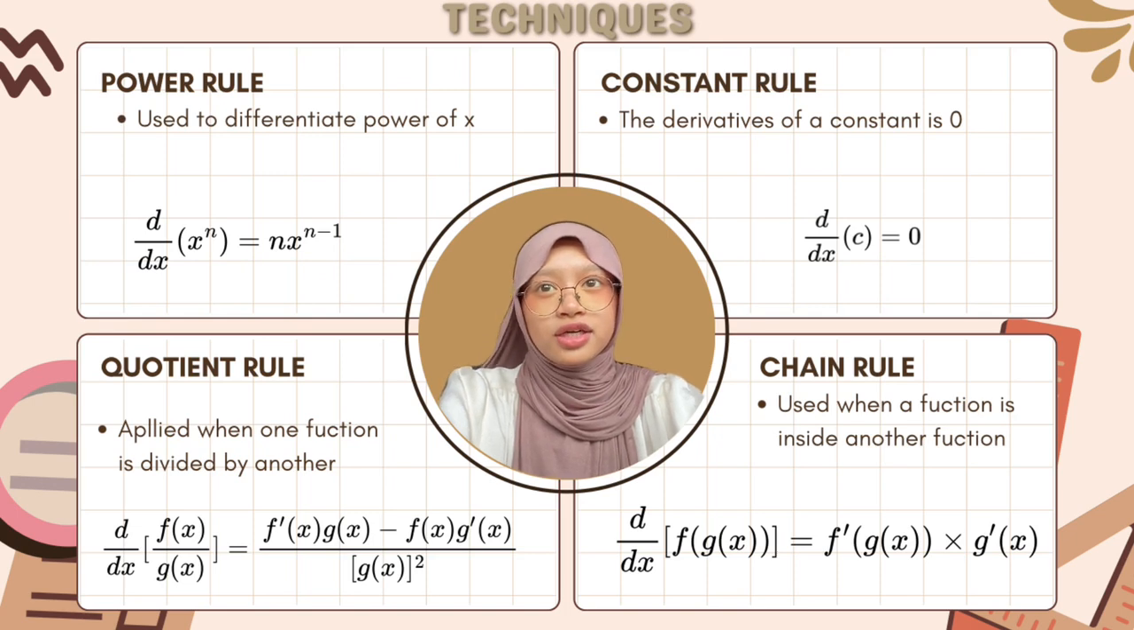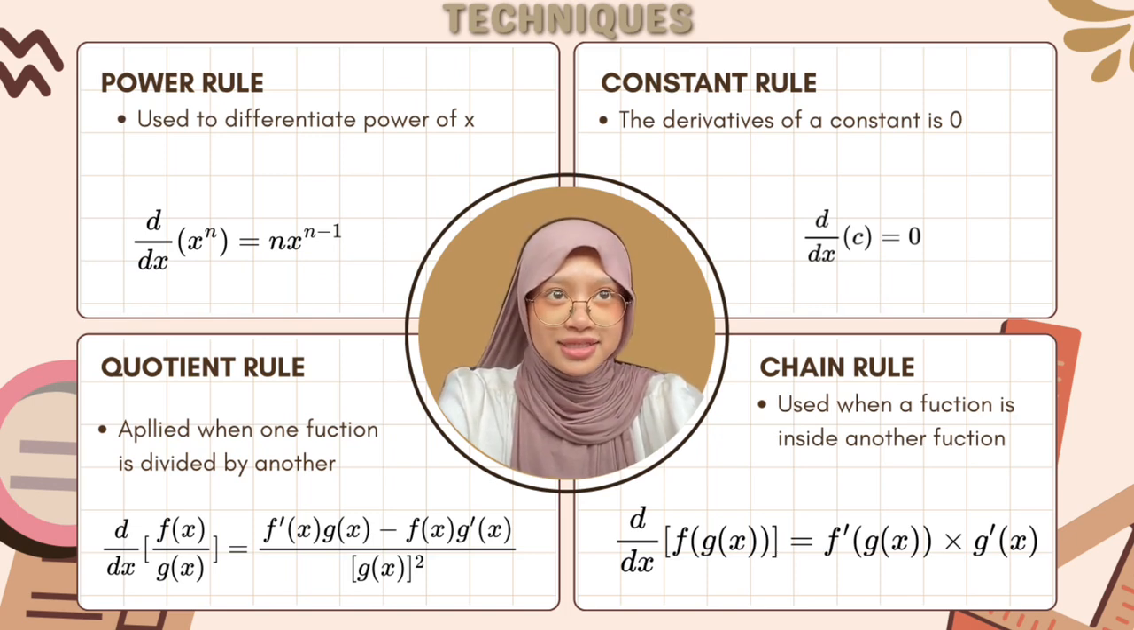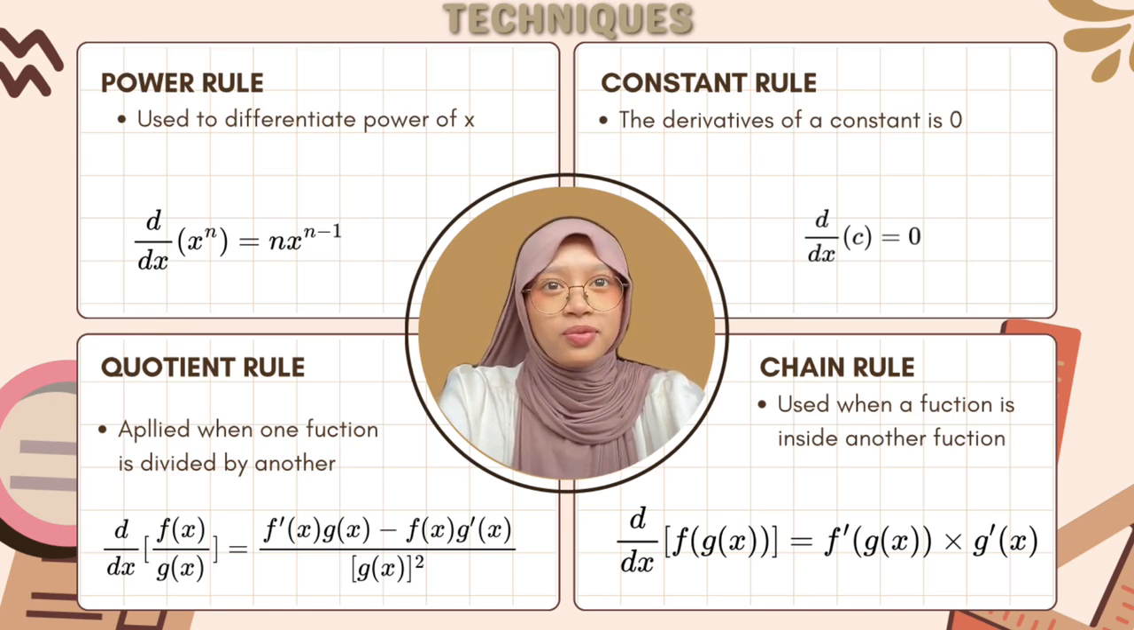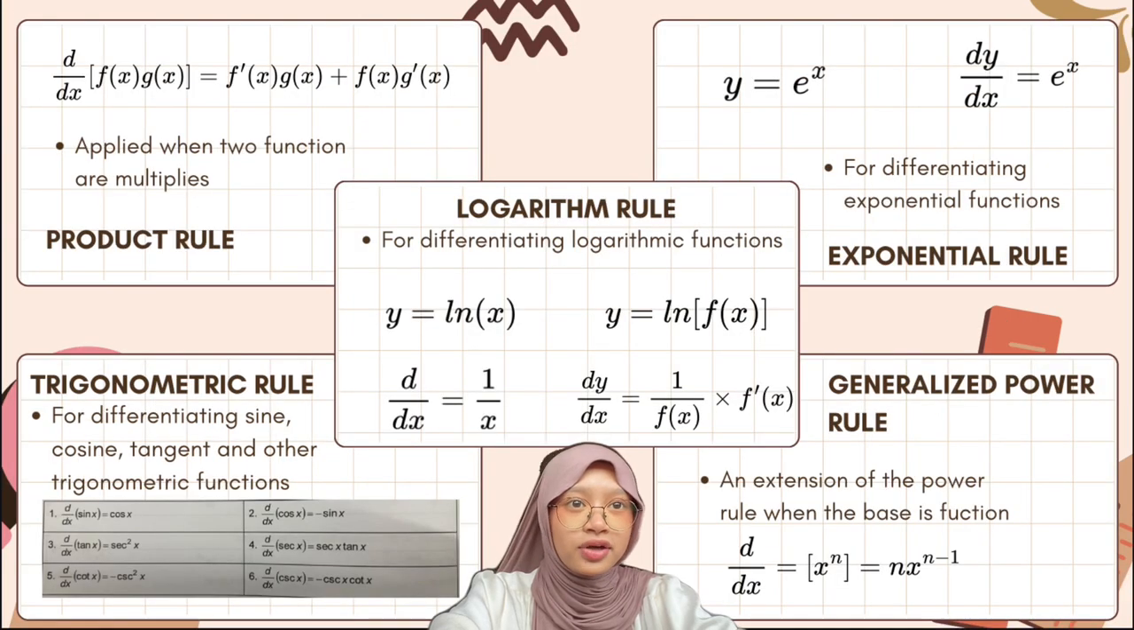Next, techniques of differentiation. First, power rule, used to differentiate powers of x. Next, constant rule. The derivative of a constant is 0. Next, quotient rule, applied when one function is divided by another. Next, chain rule, used when a function is inside another function. Next, product rule, applied when two functions are multiplied.